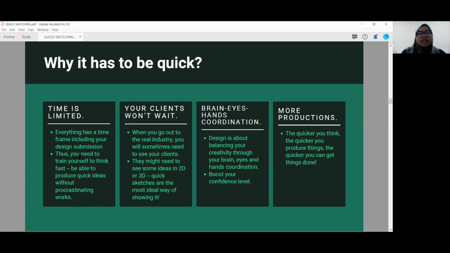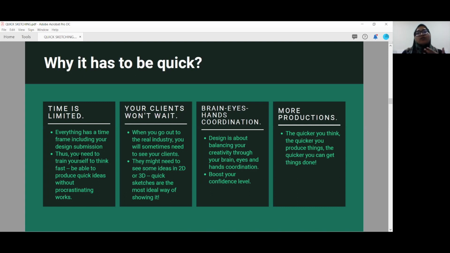Okay, second, your clients won't wait. In this case, your clients are your lecturers. In another case, later on, when you become an architect, your clients won't wait for you. When you go out to the real industry, you will sometimes need to see your clients. They might need to see some ideas in 2D or 3D. Quick sketches are the most ideal way of showing it.